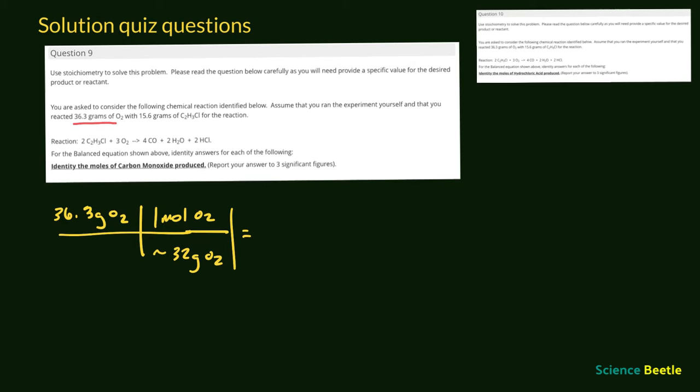In the numerator, if you multiply across, you're going to wind up getting 36.3 grams, and so the grams here are going to cancel here and here, so that will give you moles of O2, and in the denominator you're going to have 32. Actually, we need to make sure we get rid of this grams there.